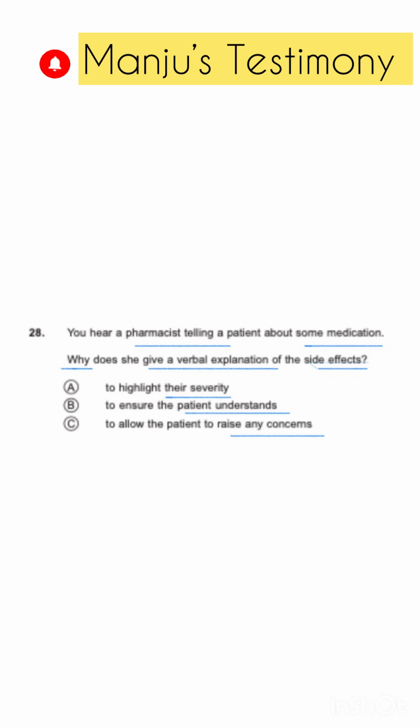So we can easily eliminate option A. And what about option C? To allow the patient to raise any concerns. The patient was not that much concerned, or that much upset in the conversation. We could easily understand that, right? So the patient came to the pharmacist and asked for what purpose he was called, and she mentioned everything about the prescriptions. So the patient hadn't had any special concerns.